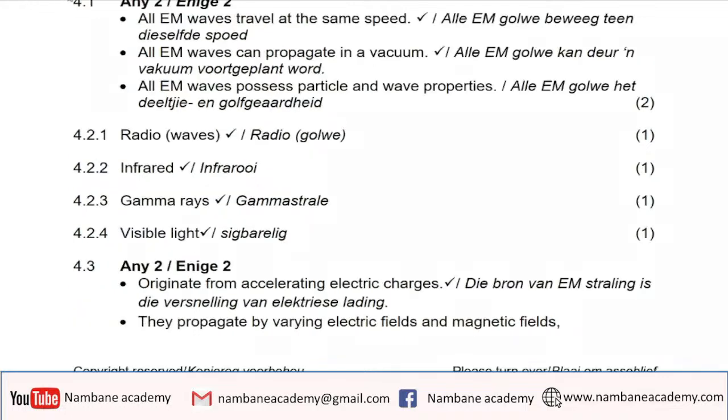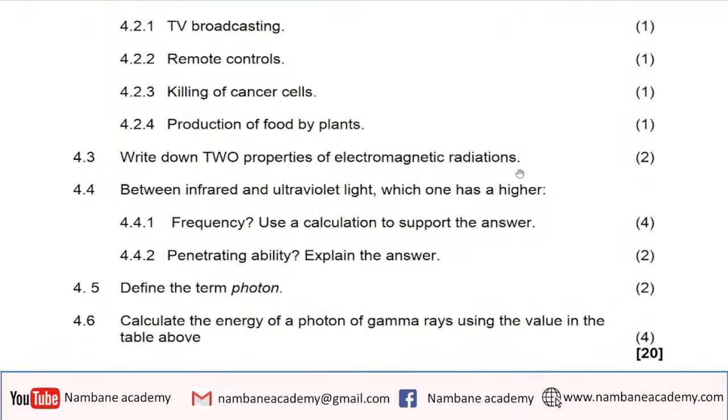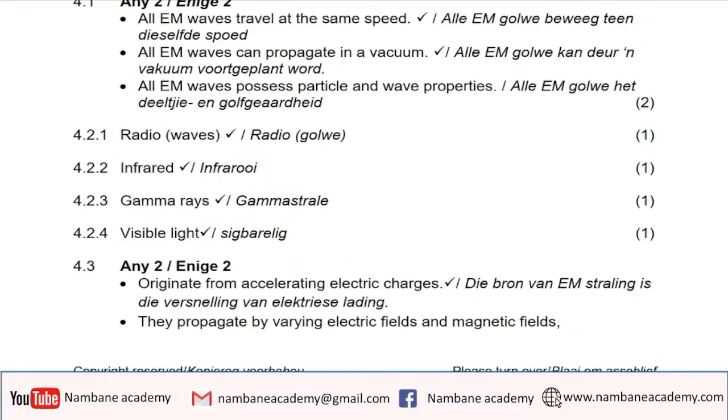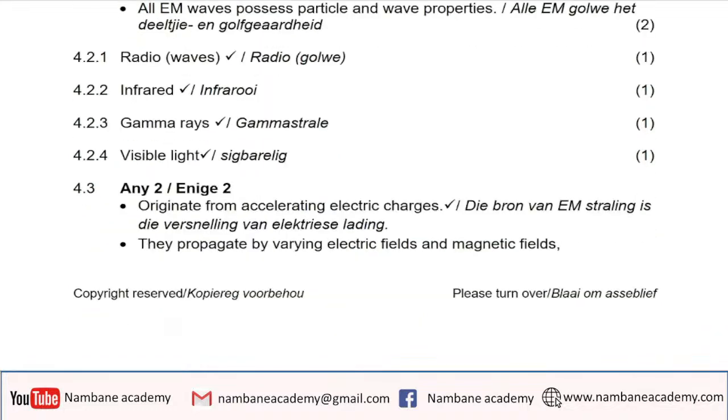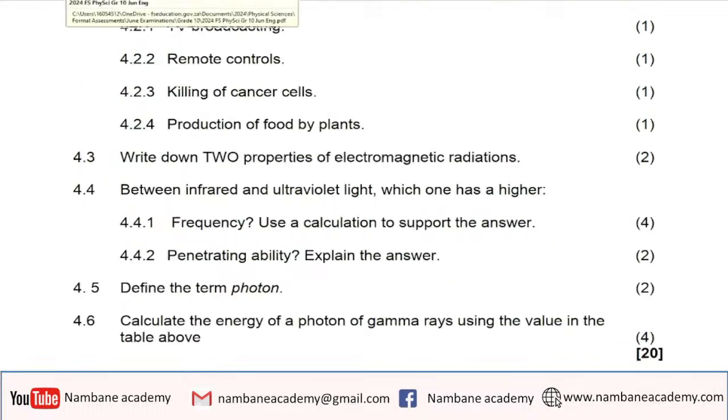And then this one, production of food by plants. Now, plants are using visible light. 1 mark for that. And that is it about question 4.2.